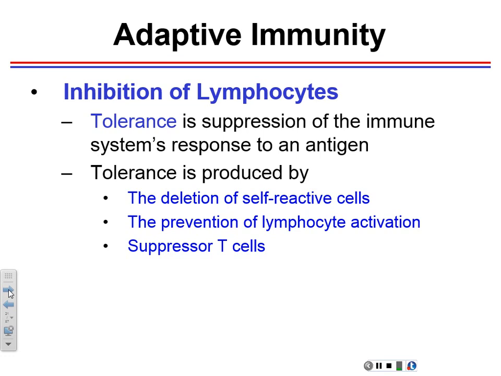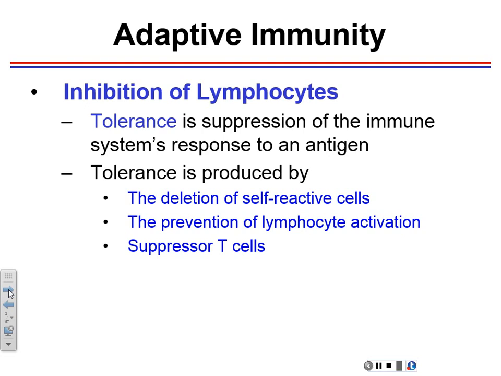So pretty much tolerance is suppression of an immune attack against a particular antigen, all right? So our body will tolerate its own cells, right? Because it doesn't attack our own cells, unless you have a problem where you have an autoimmune situation where the body will start to attack its own cells. So that's something screwy has gone on with the tolerance, okay? And how is tolerance produced?